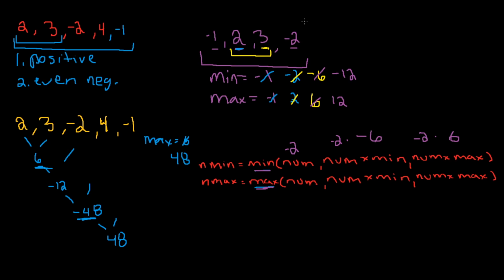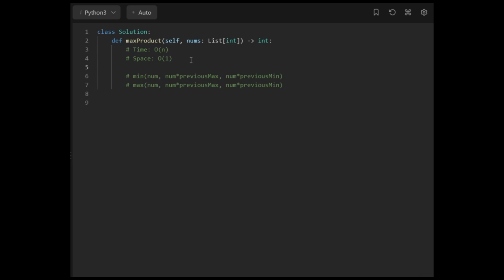So now we can get into the code. I've written a comment here to explain the time and space complexity of this algorithm. The time is O of n because we're only looping through the array nums once, and the space is constant because we're only going to be using a few variables to keep track of our min and max.